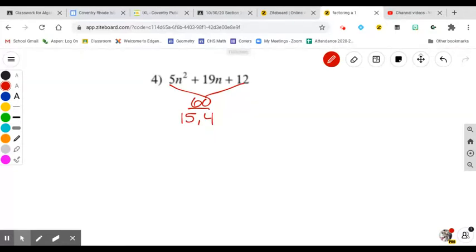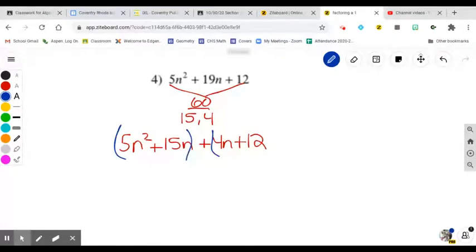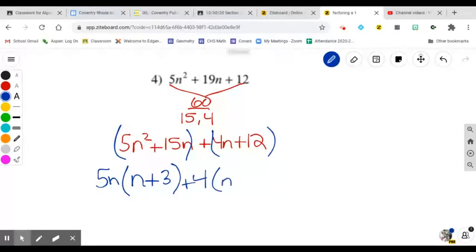So if I'm doing grouping, I'm going to rewrite it: 5n squared plus 15n plus 4n plus 12. Then I'm going to group the first two and the last two. Take out the GCF of each grouping. 5n squared plus 15n, the GCF is 5n, so that's going to be n plus 3. 4n plus 12, the GCF is 4. That's positive.